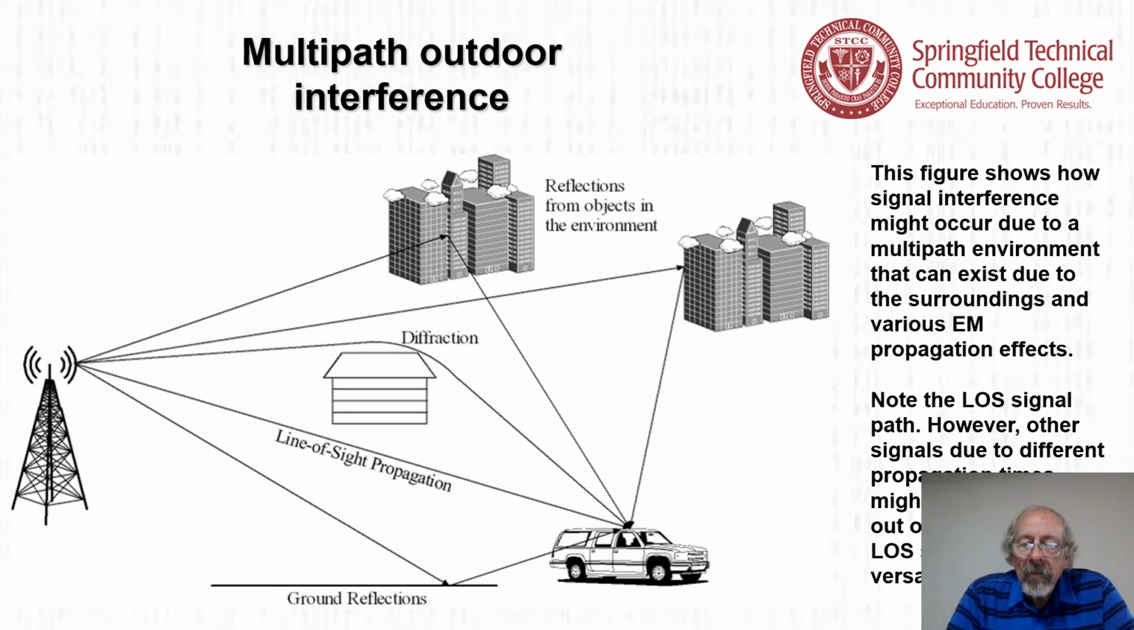Note the line of sight signal path directly, and that would be the fastest way the signal got there. However, other signals, due to different propagation times, might be 180 degrees out of phase with the line of sight signal, or vice versa.